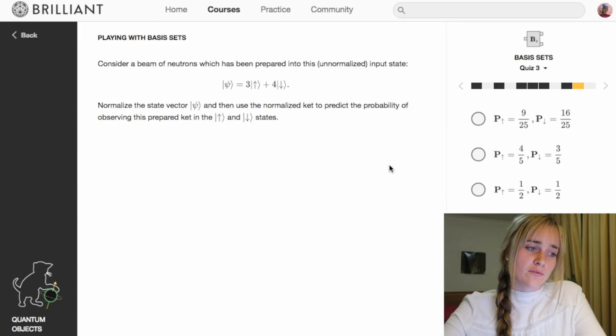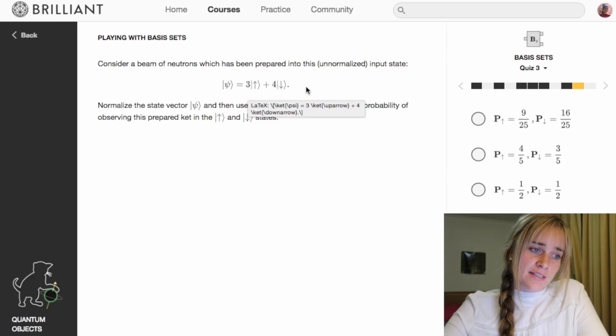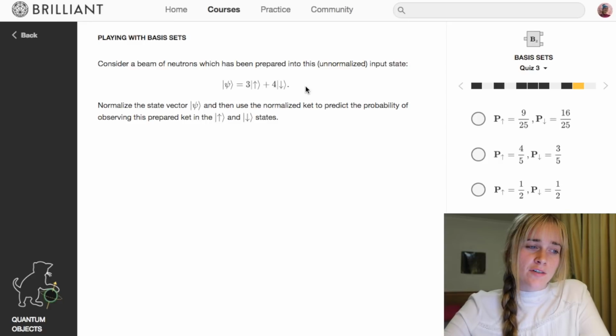So let's put this all together a little bit and do one of the questions. They say, consider a beam of neutrons which has been prepared in an unnormalized input state, which can be described as, this here, 3 spin up plus 4 spin down. So normalize the state vector and predict the probability of observing it in either the spin up or spin down states. Alright, so let's work through this on paper.